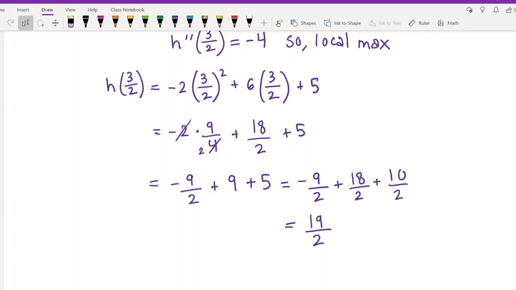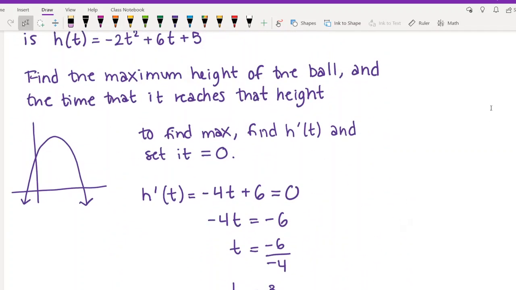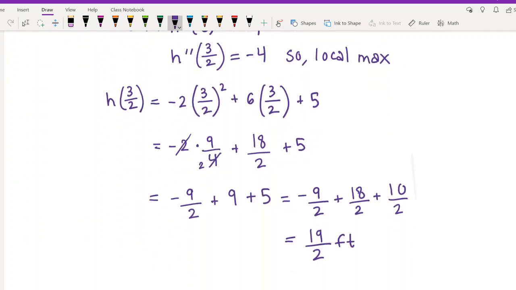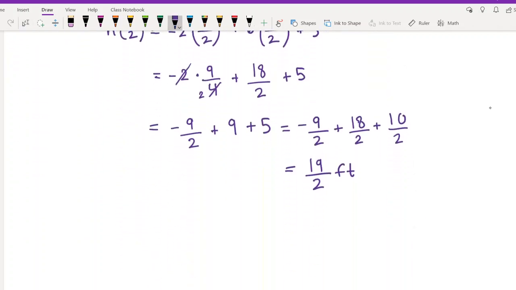So that tells us that the maximum height reached by our ball is 19/2, I guess, feet. Maybe I didn't specify the units here. Let's say the height in feet. So our maximum height is 19/2 feet, and that happens at a time of 3/2.